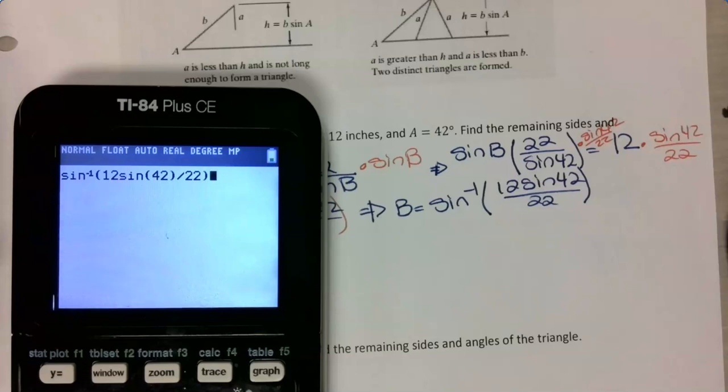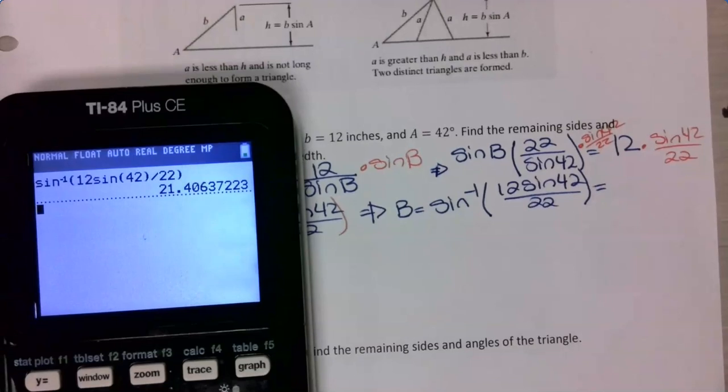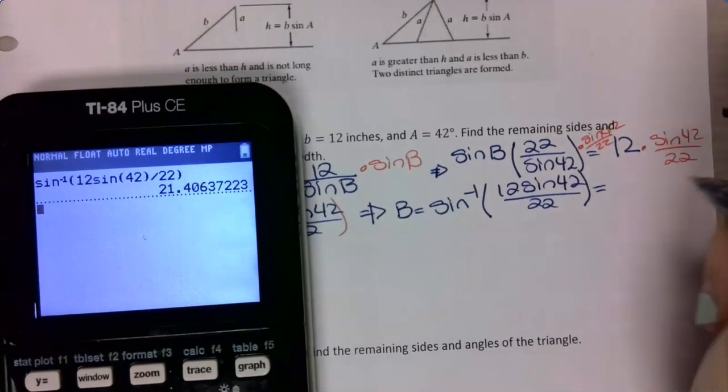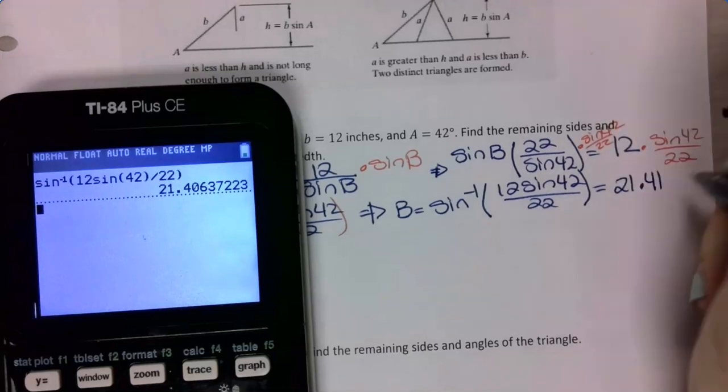Okay, so then I just enter. I don't think I said it on this problem. Oh, no, I did. Round to the nearest hundredth. So, how many decimal places is that? 2. This is 21.41. And which angle was this? Okay.